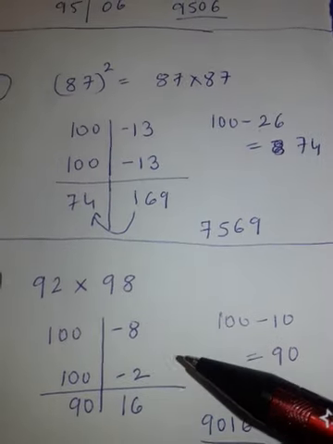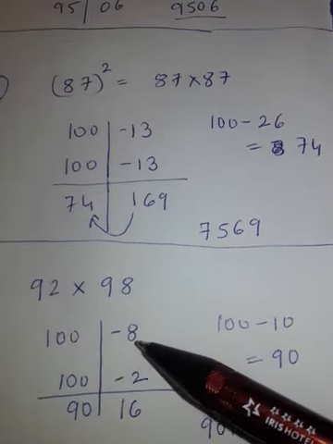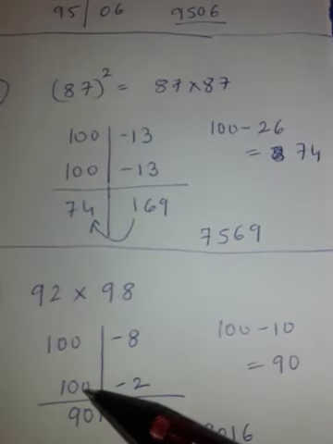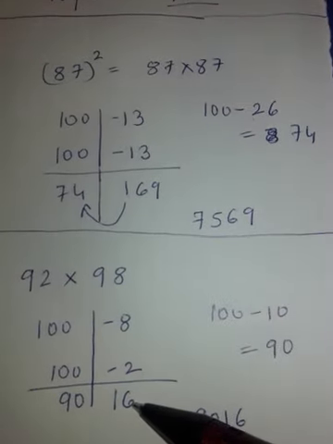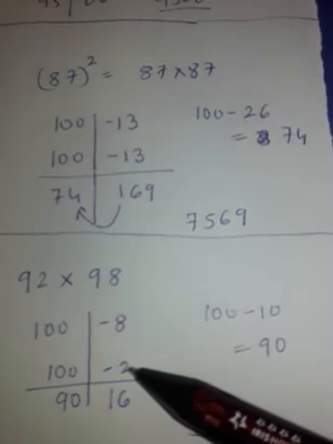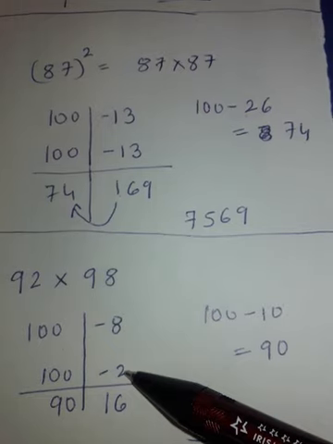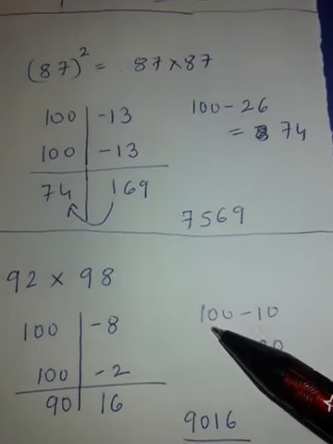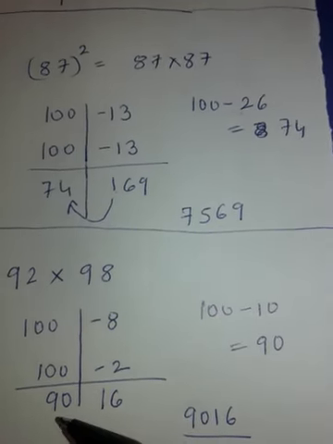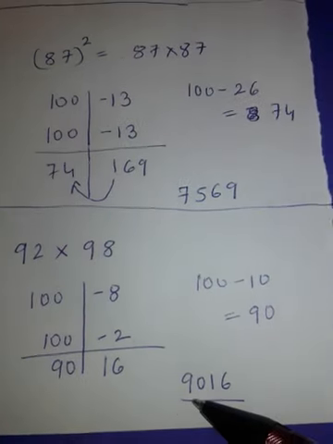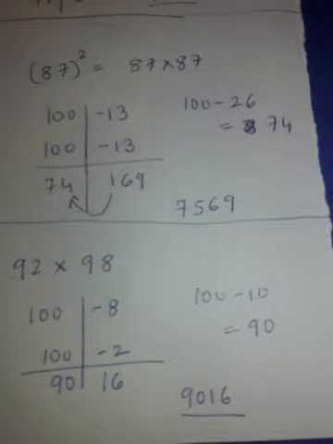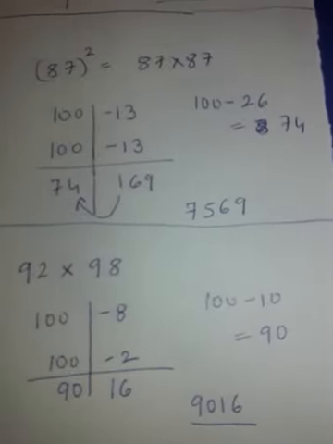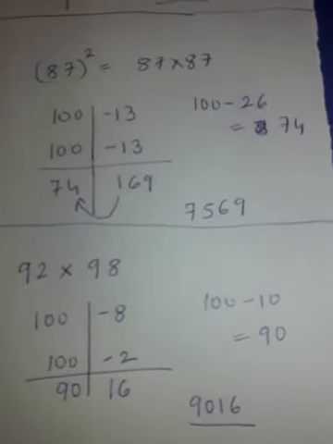92 multiplied by 98. 92 is 100 minus 8. 98 is 100 minus 2. Minus 8 minus 2 product is 16. Minus 8 minus 2, when we take the sum, it is minus 10. 100 minus 10 is 90. So your answer is 9016. Only in a few seconds you get this answer. Let's see a few more examples.